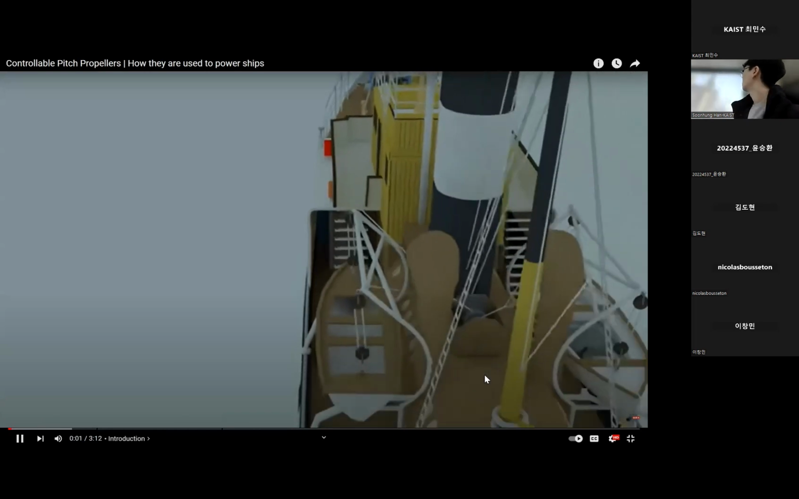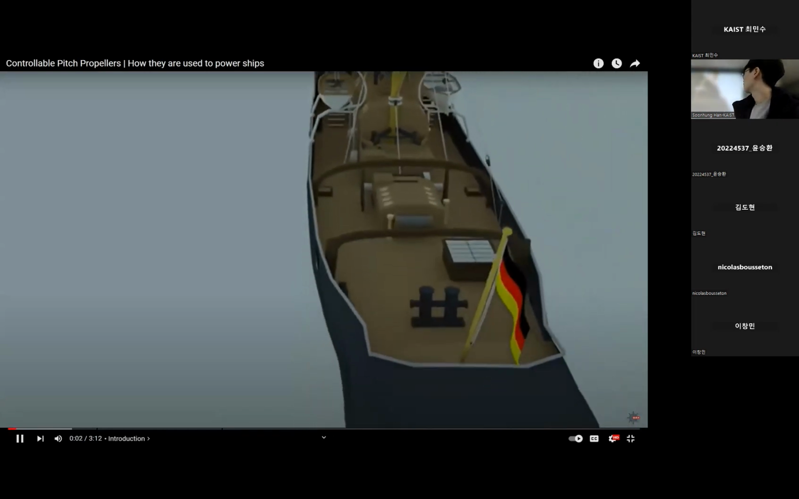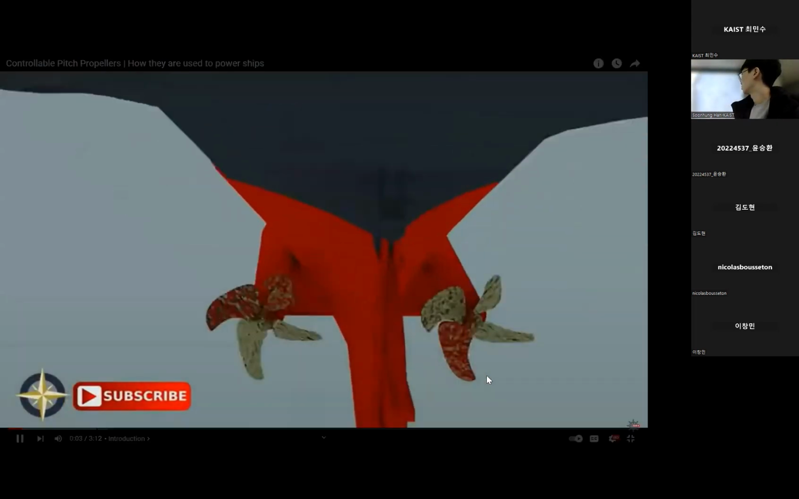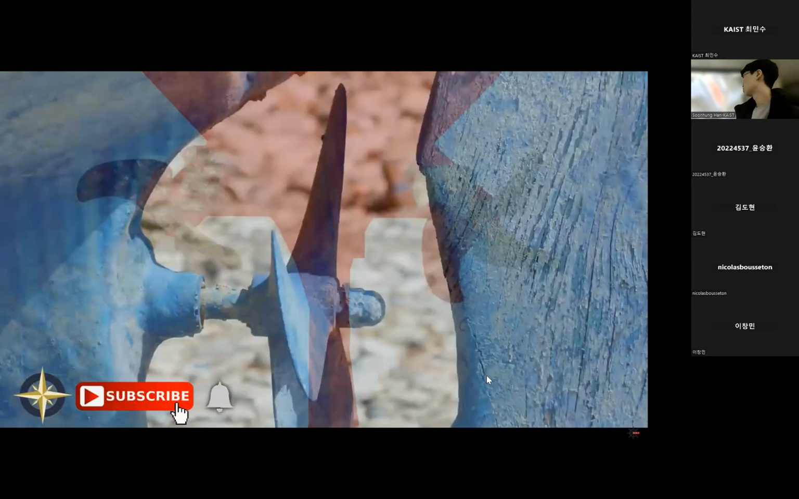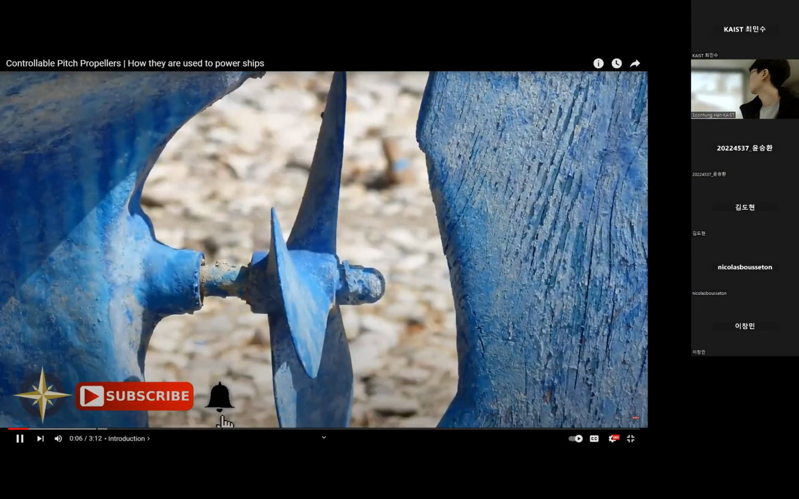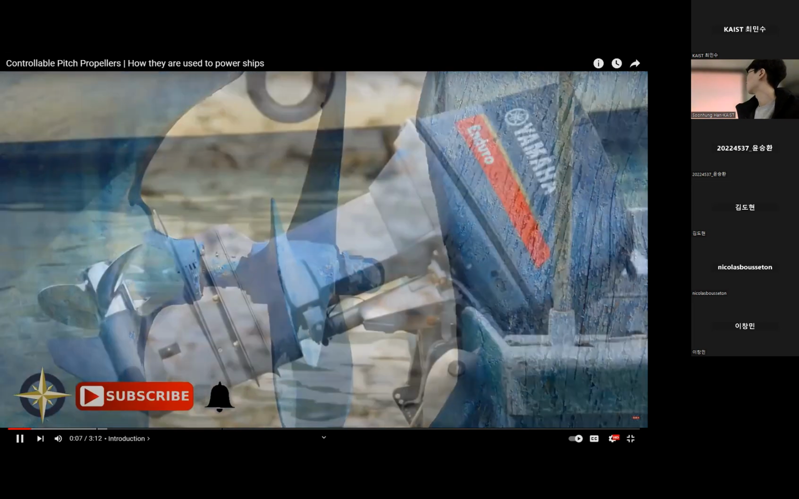Massive ships are powered by massive propellers. Likewise, small boats are powered by small propellers, but the principles are the same. One propeller is the controllable or variable pitch propeller, but how exactly does it work?